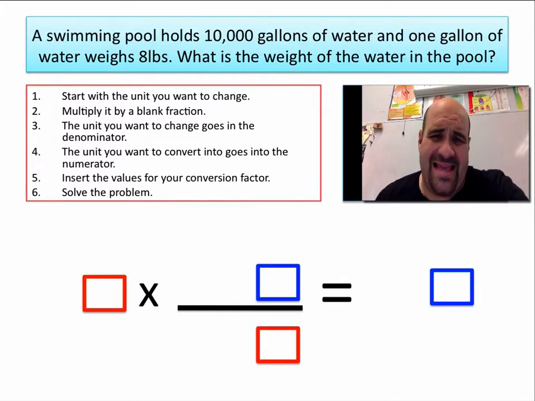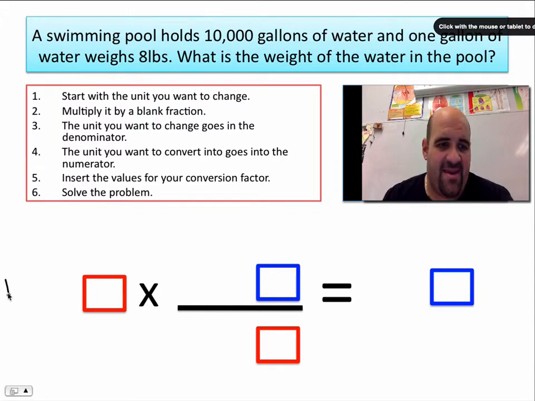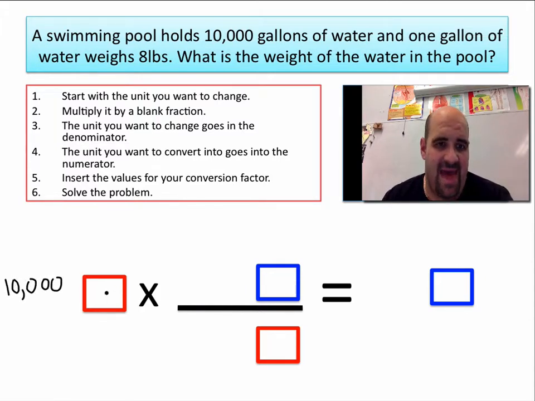A swimming pool holds 10,000 gallons of water, and 1 gallon of water weighs 8 pounds. What is the weight of the water in the pool? Now, this one sounds a little complicated. Think about it. Try to solve it before I do it for you. What does the swimming pool hold? Well, it holds 10,000 gallons, so I know that the unit I'm starting with is going to be 10,000 gallons.